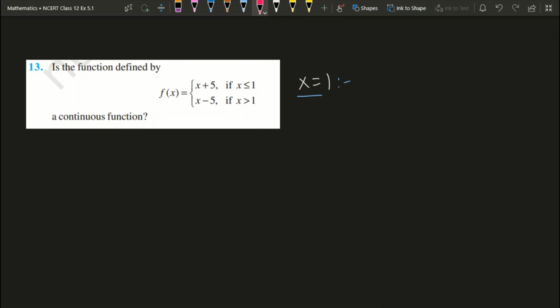So you can check at x equals 1. At x equals 1, you have limit as x tends to 1 from the left hand side of f of x, and that's just equivalent to taking x plus 5, because we are taking that x is smaller than 1, we are taking x from the left hand side. So that would be equivalent to saying limit as x tends to 1 for x plus 5, and that would be 1 plus 5, and that's just 6.